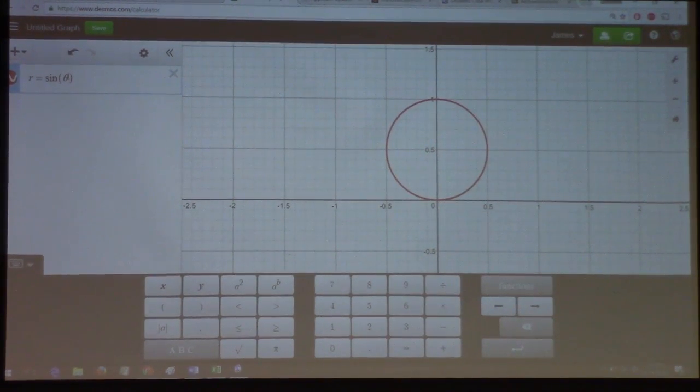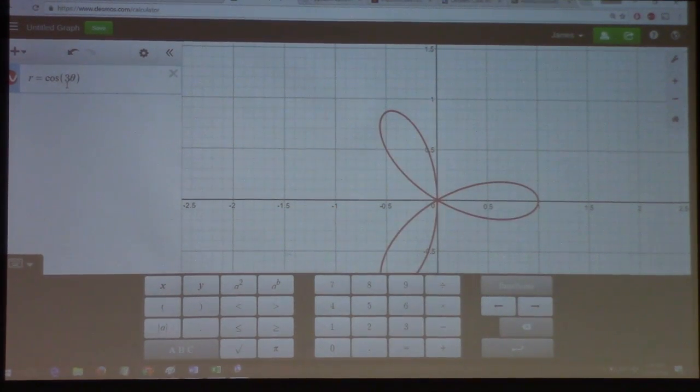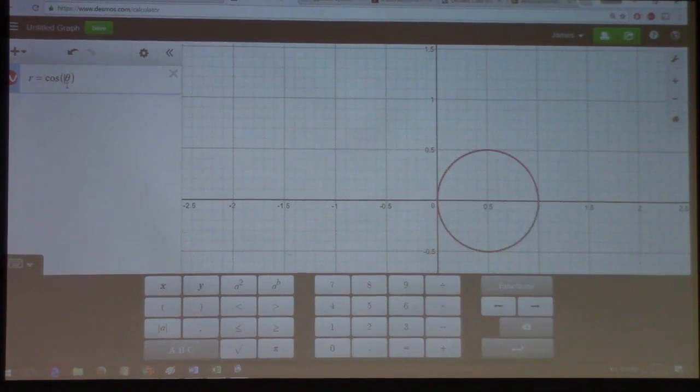Sine theta is a circle. That's very much like my example 1. There's the example 1 right there, 2 sine theta. What if we make this a cosine? That becomes a circle over there. If I change that to 1, smaller circle. If I change this to 2, how many petals? 4. What do you think happens when we put 3? Yep, you're right. 4, yep. 5, yep. 6. What happens if you do like 2 plus cosine theta?